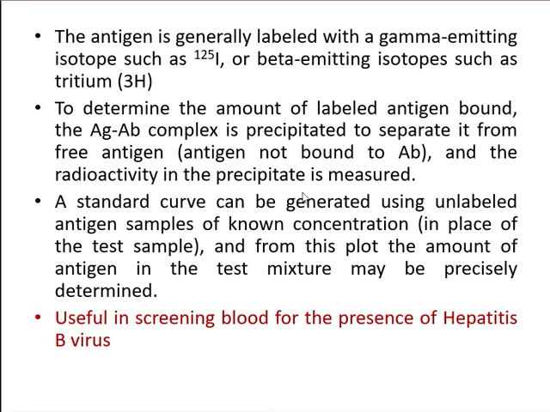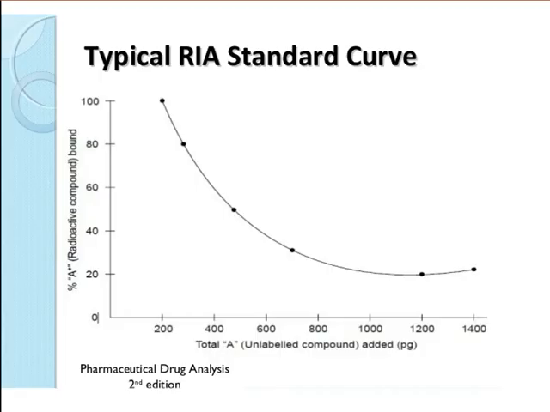Now, usually in radio-immunoassay, we construct a standard curve by using unlabeled antigen samples of known concentration in the place of test sample, and from this plot the amount of antigen in the test mixture can be precisely determined. So, we will see how it is done.